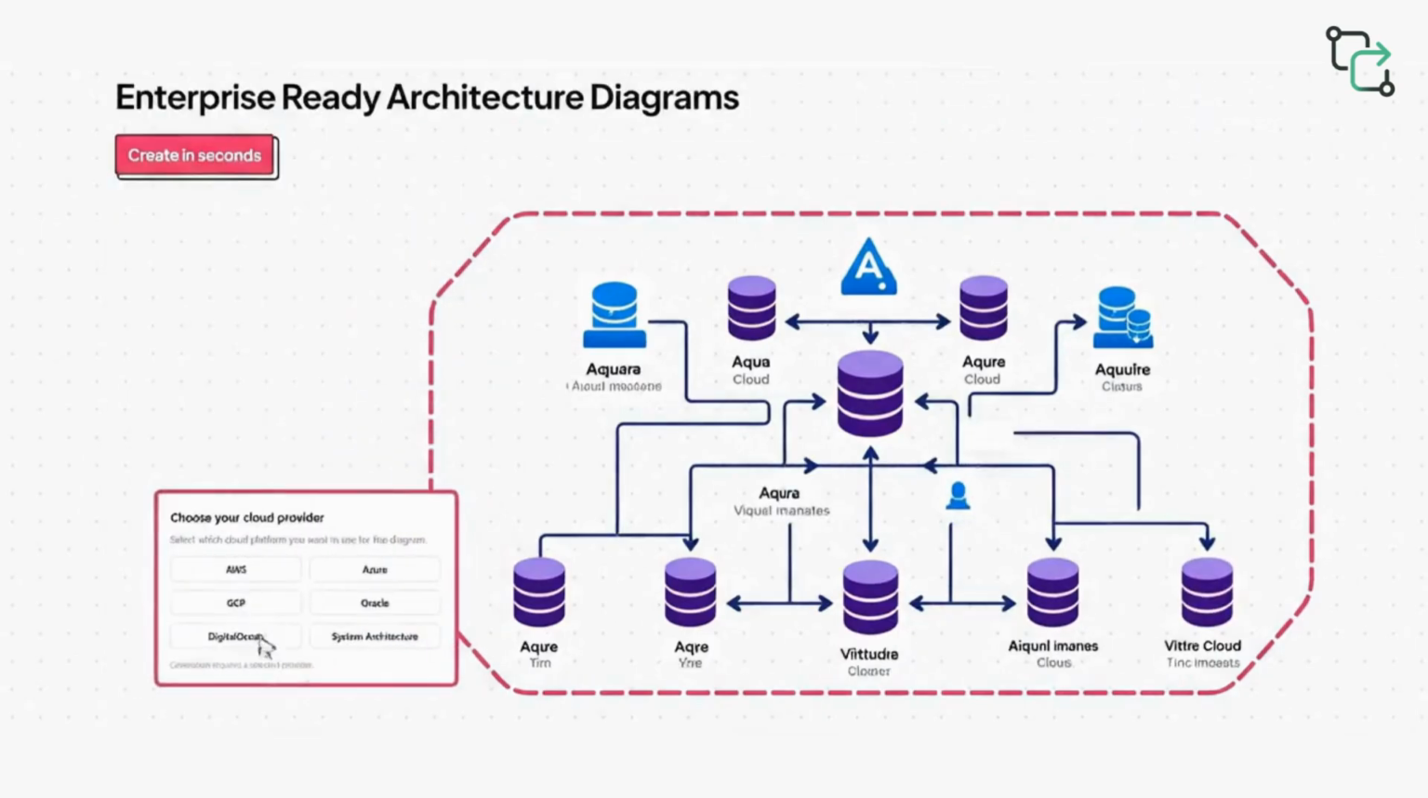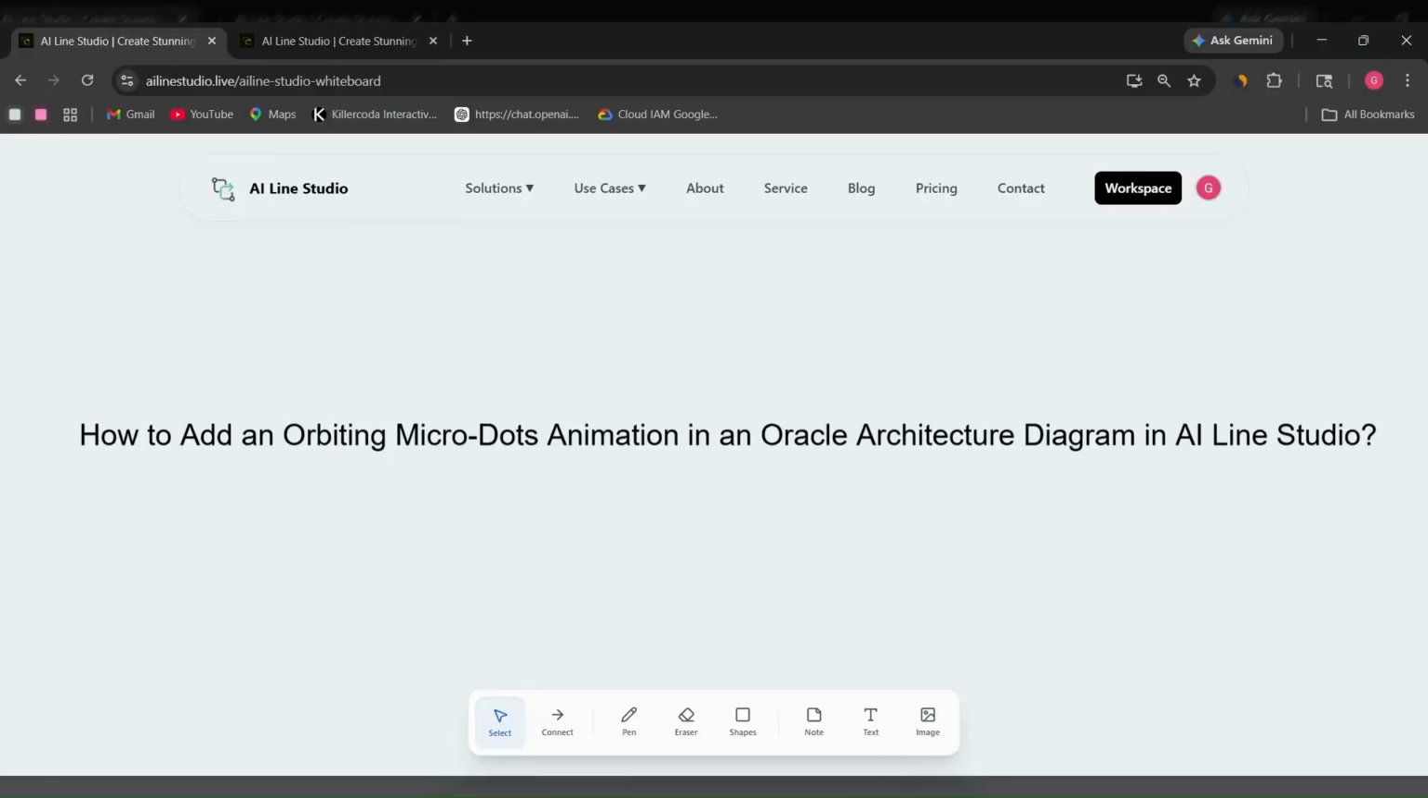Clear, structured, production ready. Hello everyone, welcome to AI Line Studio tutorial 45, and today's topic is how to add orbiting microdots animation in Oracle architecture diagram in AI Line Studio.